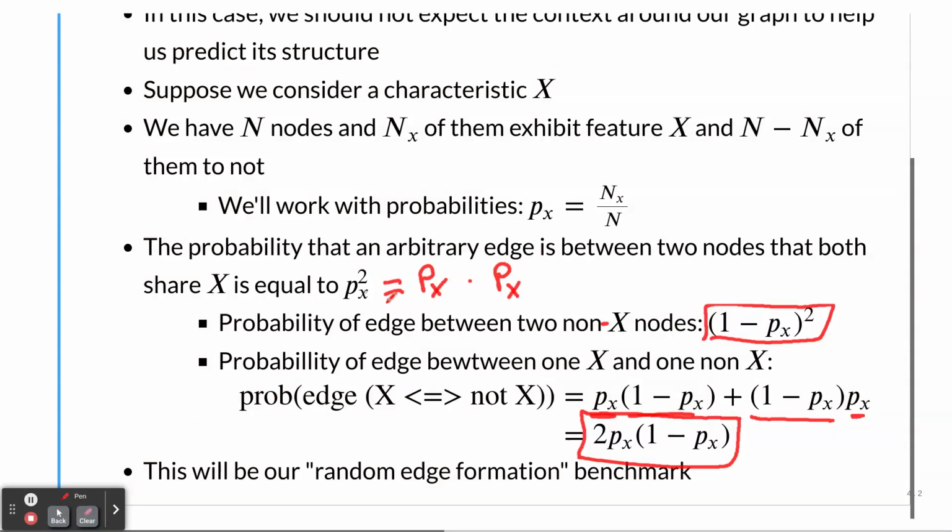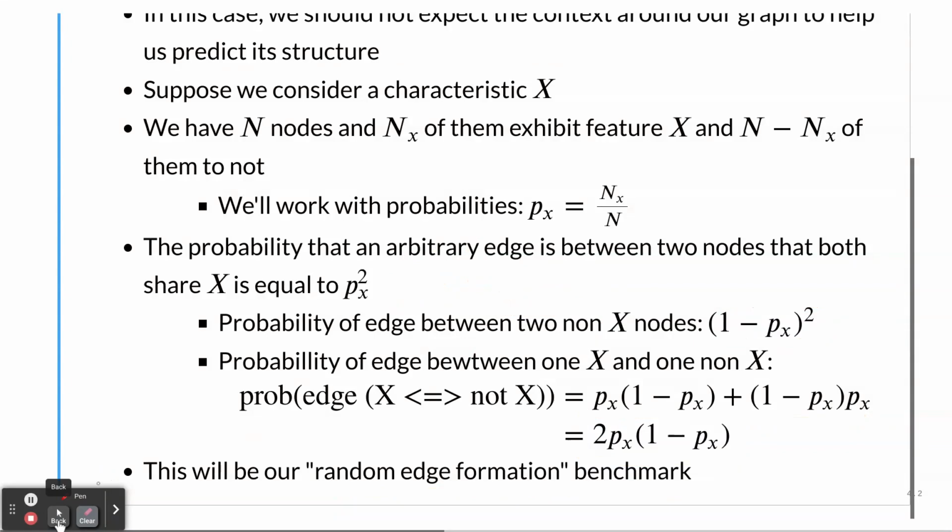Now, these probabilities or frequencies that we've just computed and described, this is what we're going to call our random edge formation benchmark. So let's put a pin in that, keep this in mind, and we'll come back to it pretty soon.